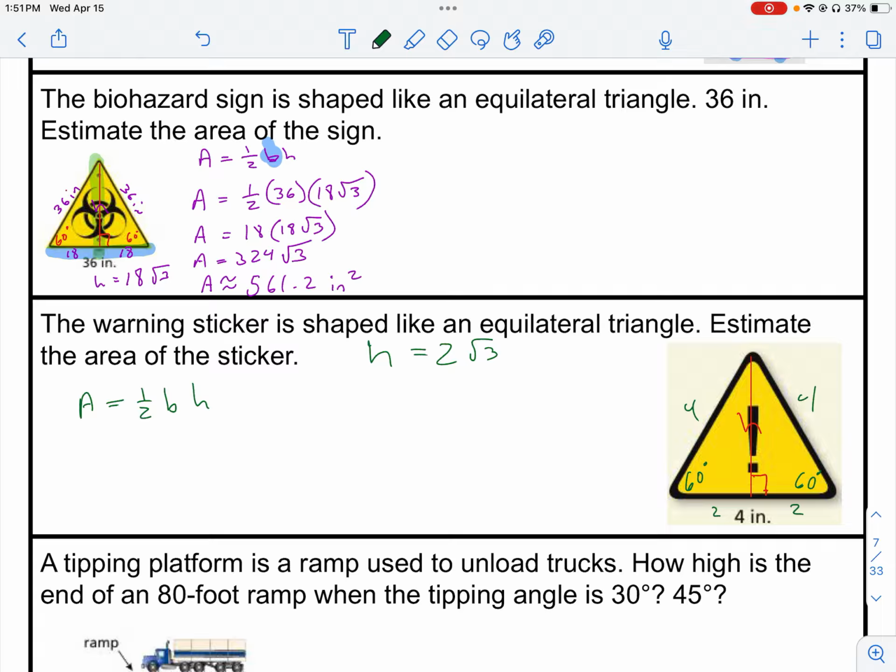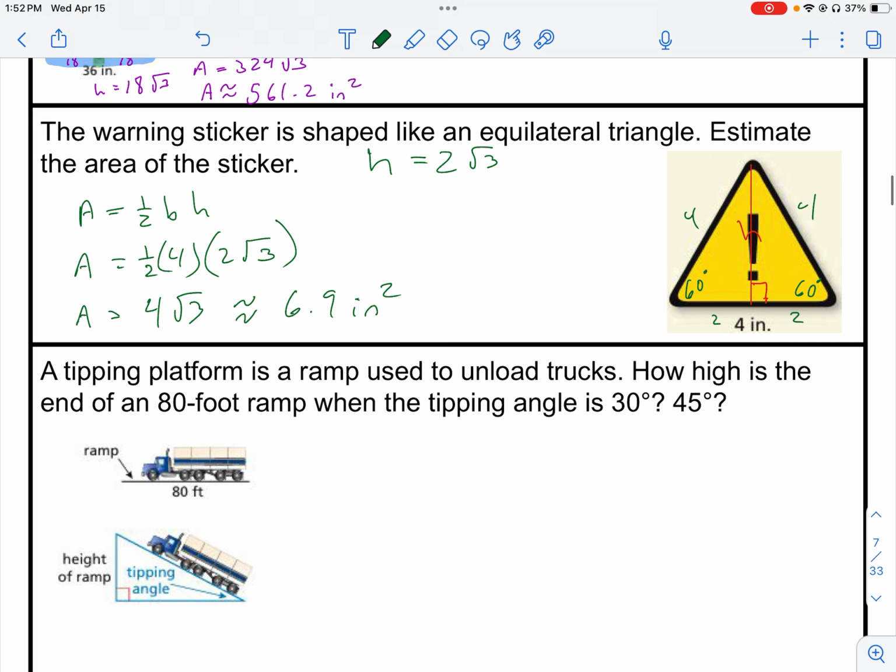My area of a triangle is 1/2 base times height. So it's 1/2 4 times 2 radical 3. So 1/2 of 4 is 2 times 2 is 4 radical 3. So this is going to be about 6.9 inches squared.